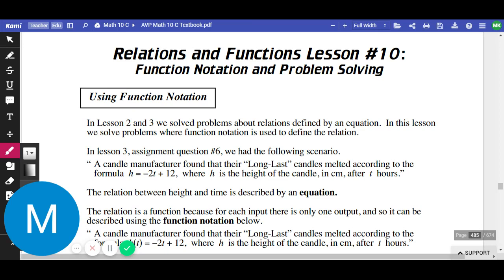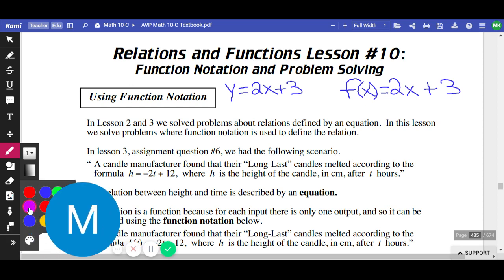So yesterday we learned something called function notation. Function notation takes a regular equation and changes it to look like this. Literally, the only thing that's really changing is that y and f of x mean the same thing, right?